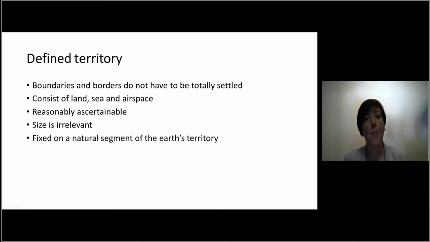It does not matter how big the state is. So the size is irrelevant. However, the state must be fixed on a natural segment of the Earth's territory. And that means that a platform, although its pillars are connected to the Earth's territory, a platform does not meet the criteria for statehood.